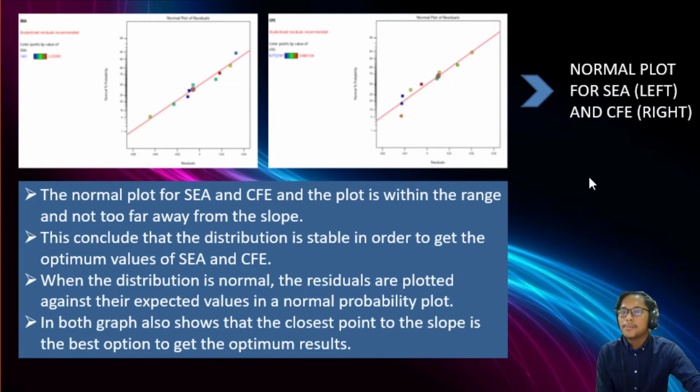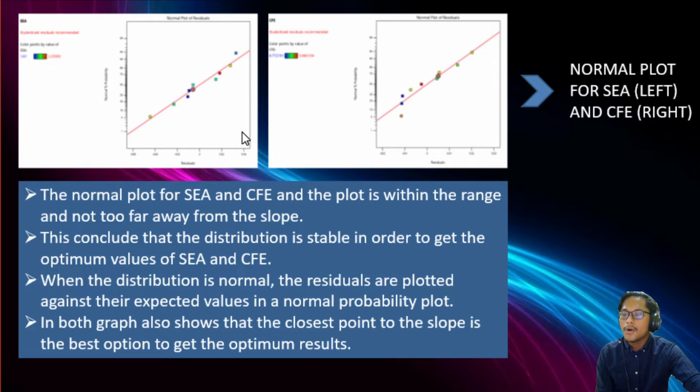This is the normal plot for SEA, left, and CFE, right. In the normal plot for SEA and CFE, the points are within the range and not too far away from the slope. This concludes that the distribution is stable in order to get the optimum values of SEA and CFE. When the distribution is normal, the residuals plotted against their expected values in a normal probability plot follow a straight line.